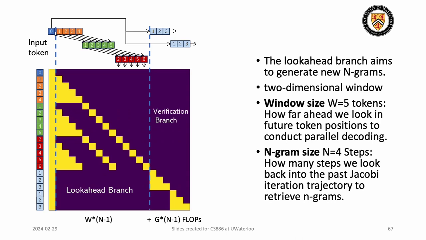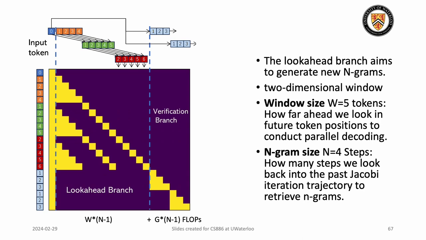Now, if you have scenarios where there are multiple correct n-grams to choose from, then you need to do verification. So in this particular case, there is an additional parameter called g, which is how many you choose to verify. In all the experiments, the authors choose to set it to w, so the window size is the same as the number of things you choose to verify.